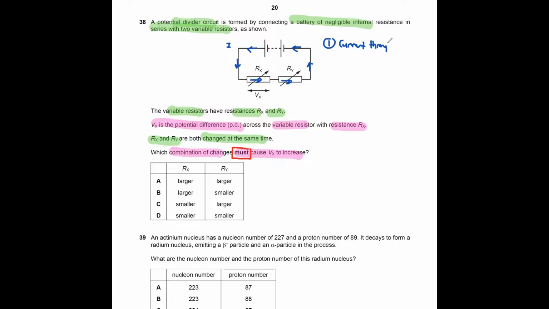through Rx and Ry is the same, regardless of current value. Your current value could be changing as a result of you changing the resistances, but that doesn't matter. The current that flows through Rx and Ry will always be the same, regardless of whatever current value you have, because of the series connection.